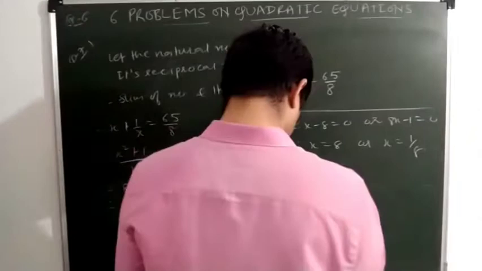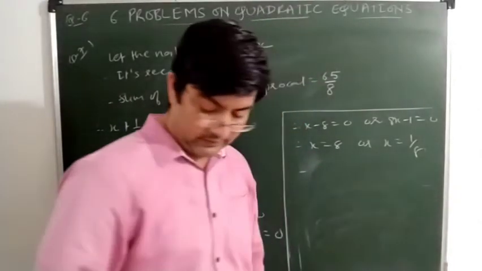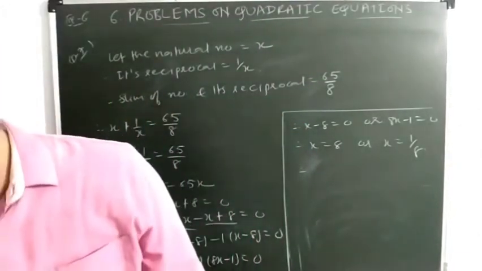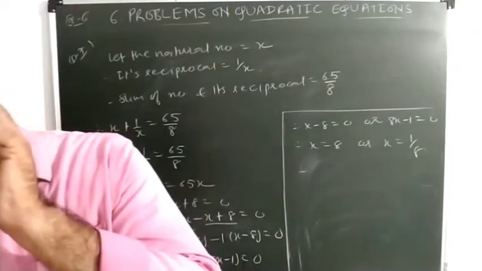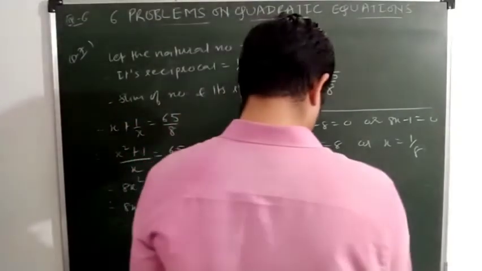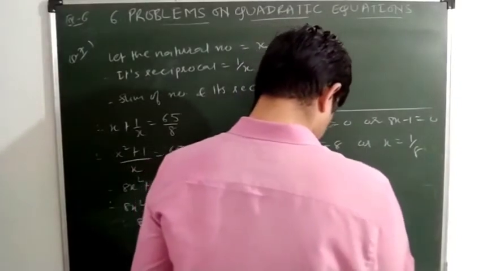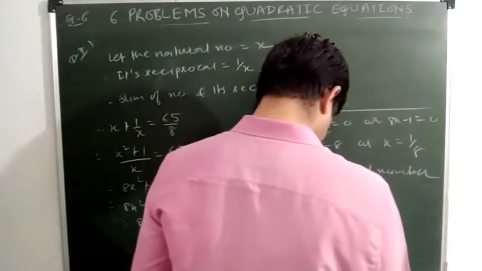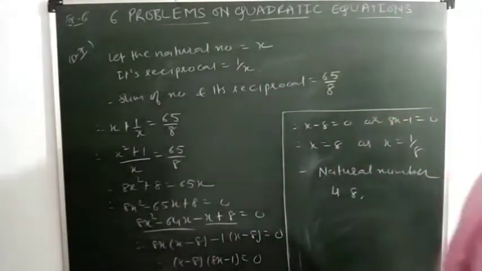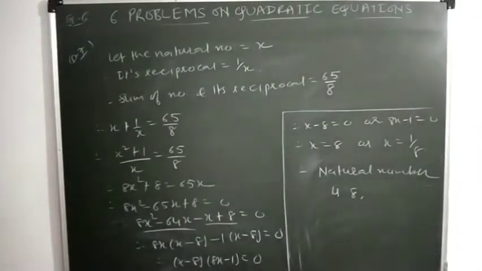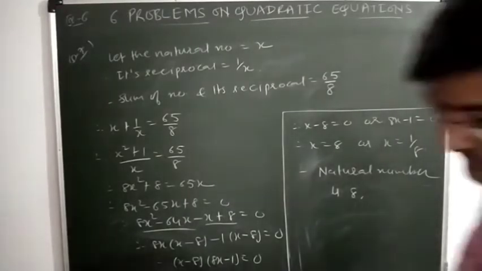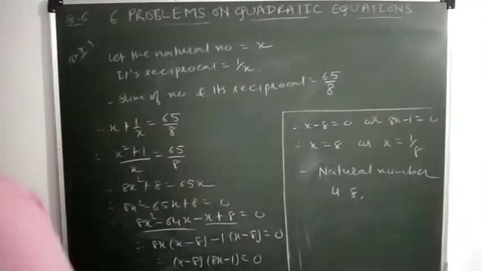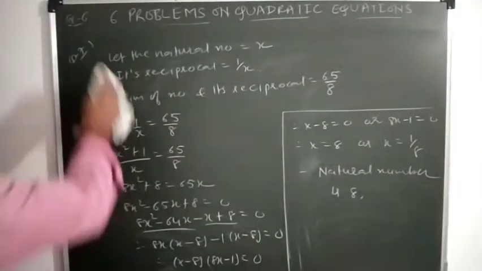Clear? And therefore obviously we have to find the natural number only. Therefore the required natural number is 8. Clear? Okay, now let us solve question number 8.